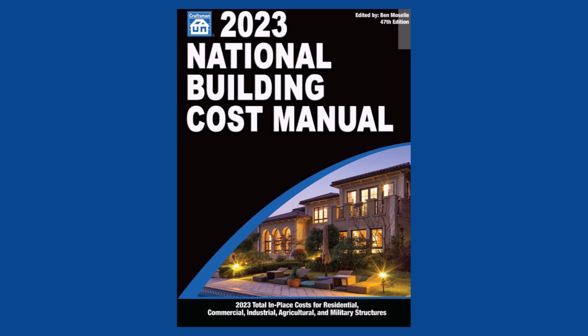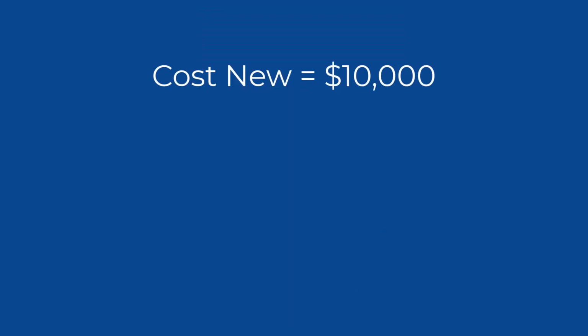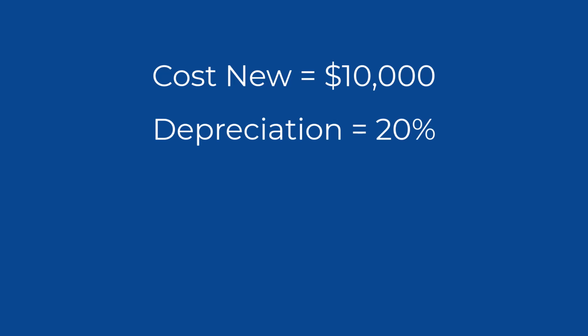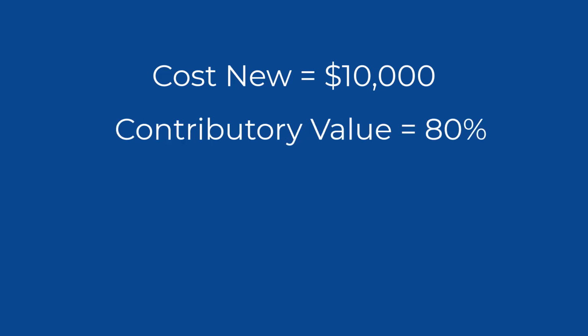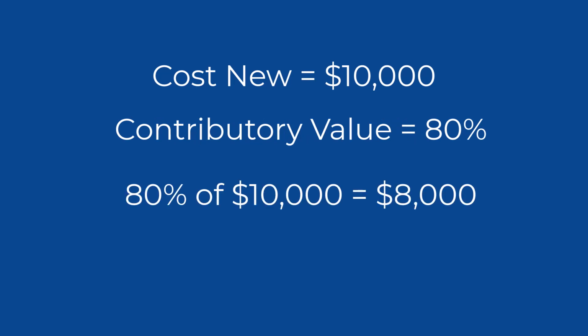Assume that our unbiased third-party cost data shows the cost of an additional garage stall is $10,000. Assume also that we do the cost approach with the same cost data and it shows depreciation is 20%. When depreciation is 20%, contributory value is 80% of cost. The market value of an additional garage stall is $8,000 because we have extracted the percentage of contributory value from the market using the same data as our cost reference.